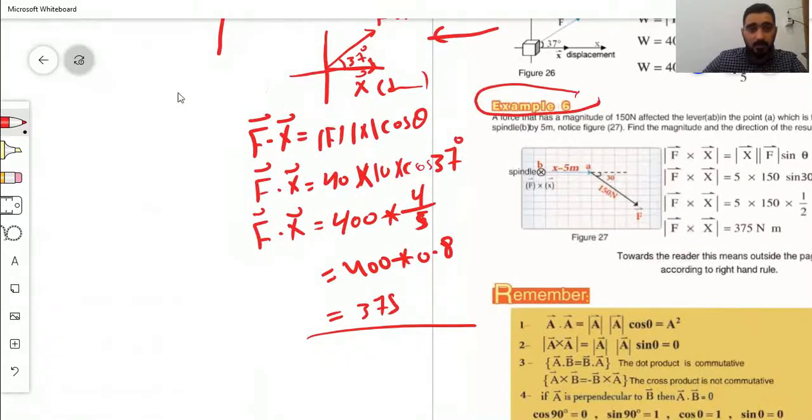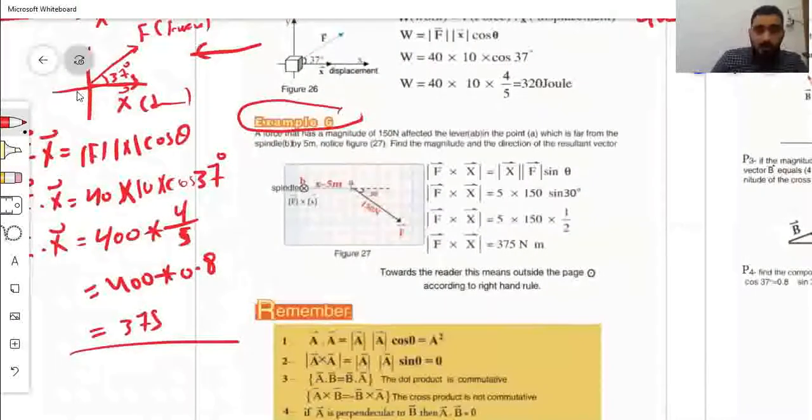We need to read the example. A force that has a magnitude of 150 Newton affected the lever AB. This lever AB, from here to here, in the point A, which is far from spindle B by 5 meters, which means we have two vectors.